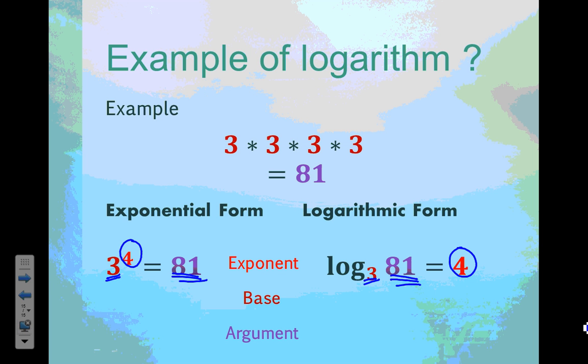The exponent is the power. Well, the exponent here is 4, and the exponent here is also 4. As we said before, with logarithm you're trying to solve for the exponent. And lastly is the argument. In exponential form, you want to find the argument, which is this right here. In logarithmic form, the majority of the time you will be given the argument, and you want to find the exponent.